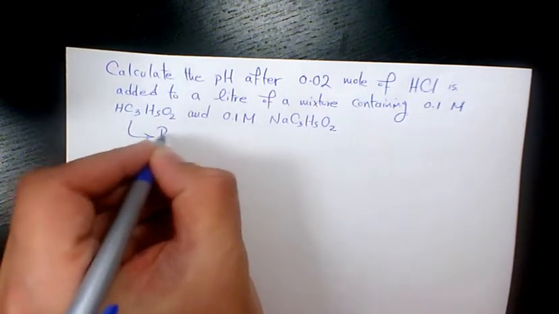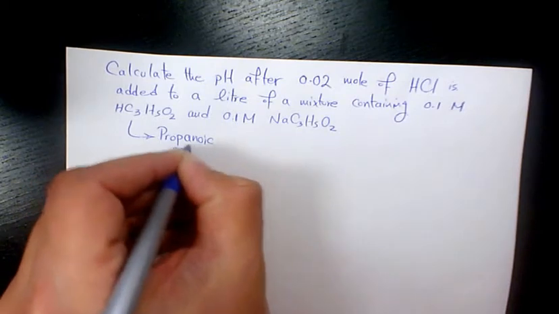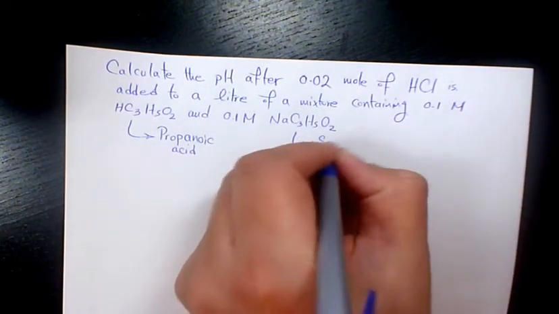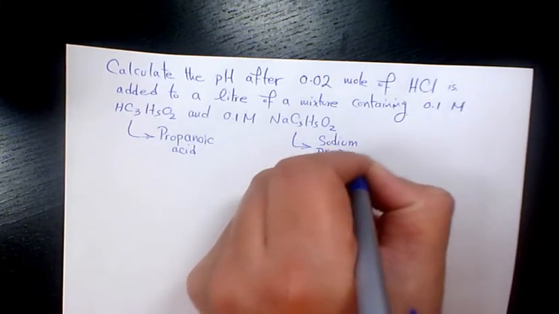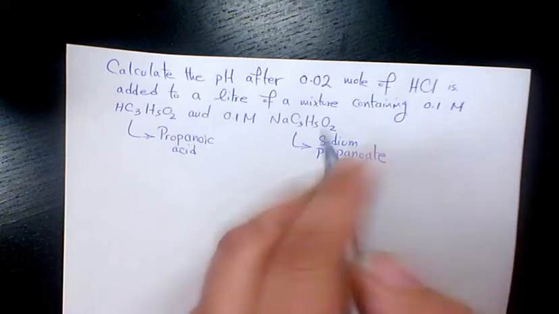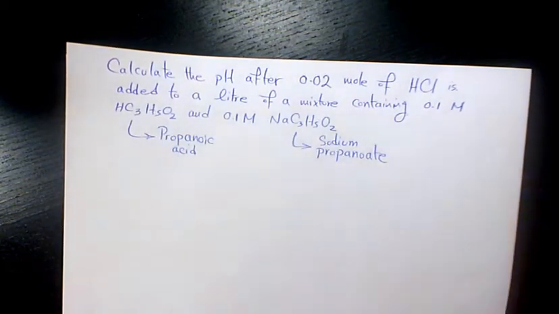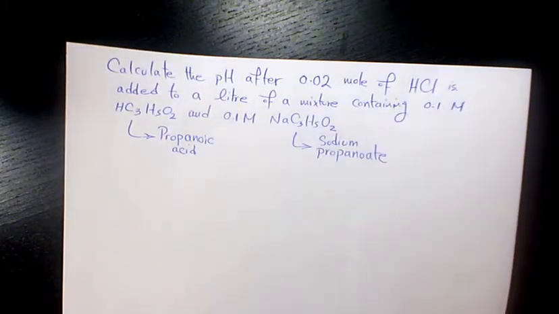HC3H5O2 is propanoic acid, and NaC3H5O2 is sodium propanoate, which is the conjugate base of this acid. Basically, the mixture of these two is going to be the buffer solution.